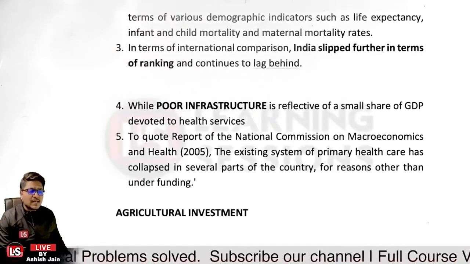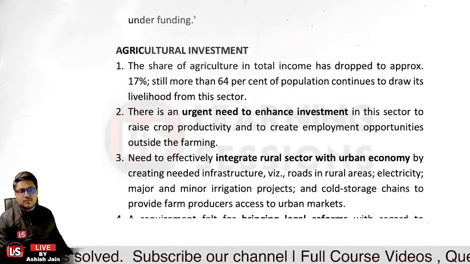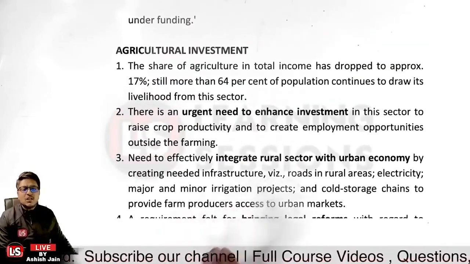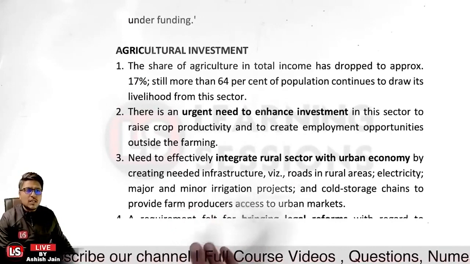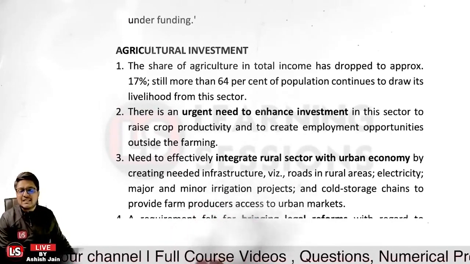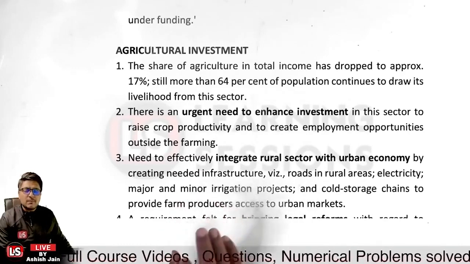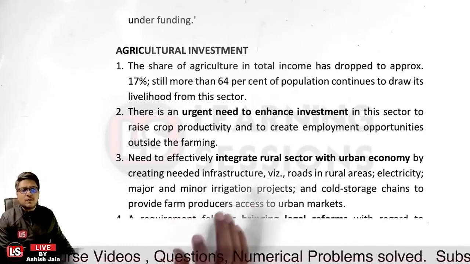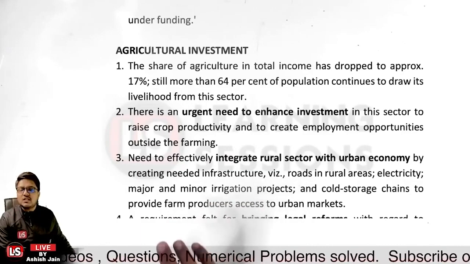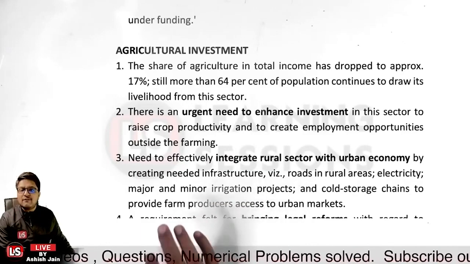And further, it is related to agriculture investment. The share of agriculture in the total income has dropped to approximately 17%. So the share of agriculture in our GDP is about 17%. Still, more than 64% of the population continues to draw its livelihood from the agriculture sector itself.